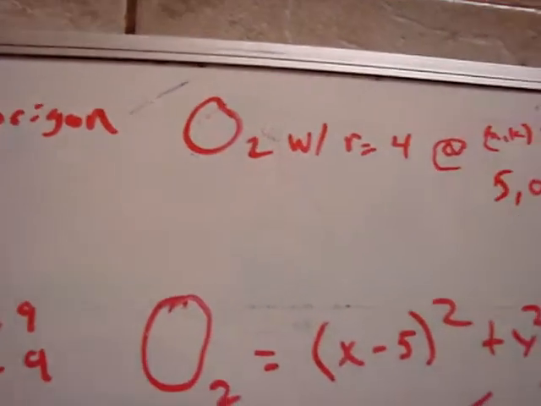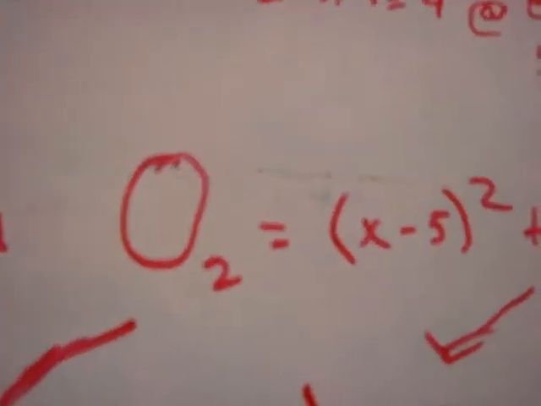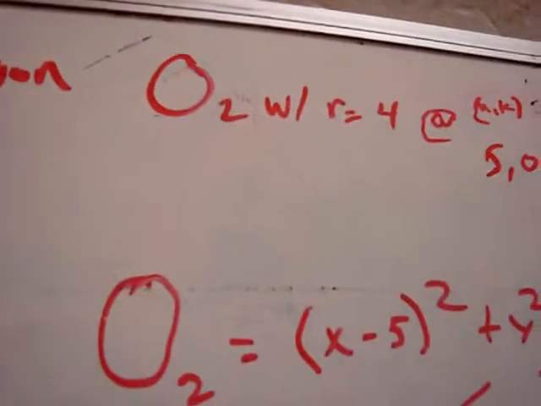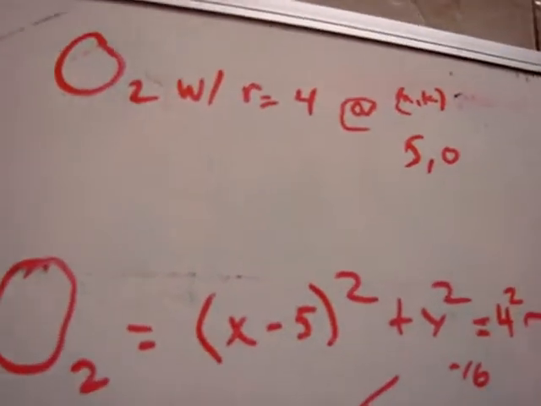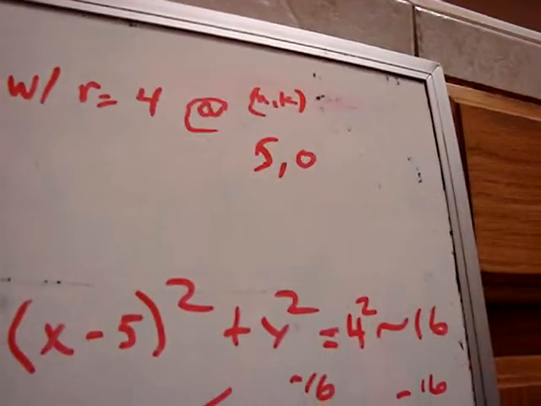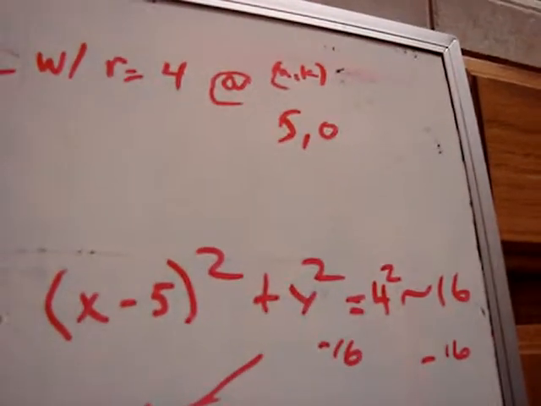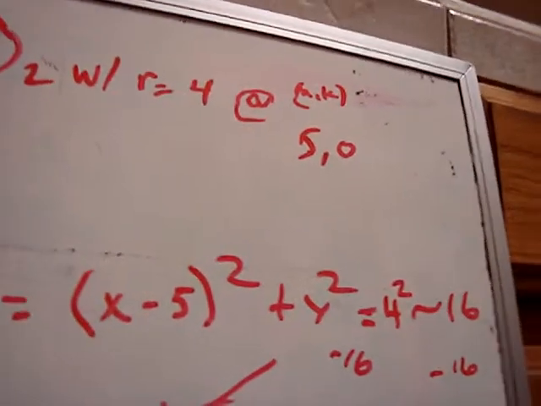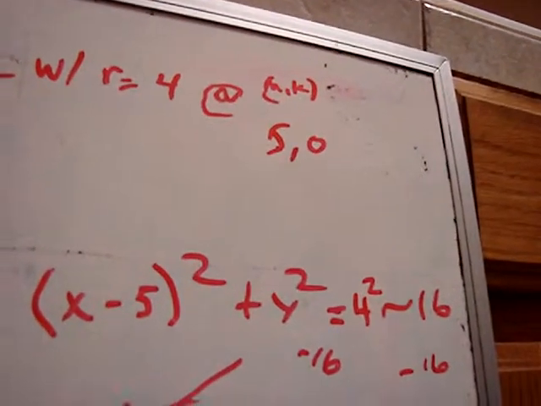Then we also have the second circle, with a radius of 4 at the point 5, 0 as our h and k.